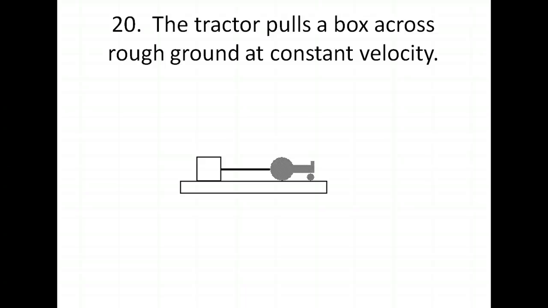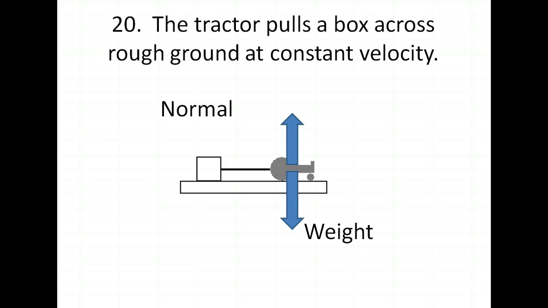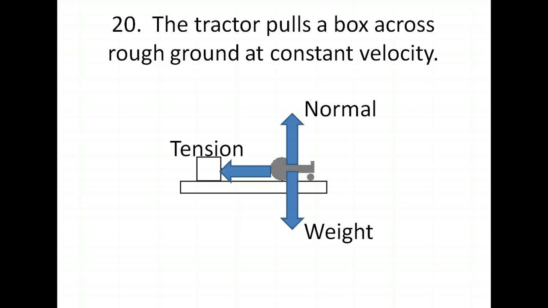The tractor pulls the box across rough ground at constant velocity. This one's kind of tricky. We're looking at the tractor. We've got the weight pulling it down, and we've got the normal in the opposite direction perpendicular to the surface. We've got our tension right here, but then we have the force going forward. Since we've got rough ground, the force pulling forward in this case is friction.